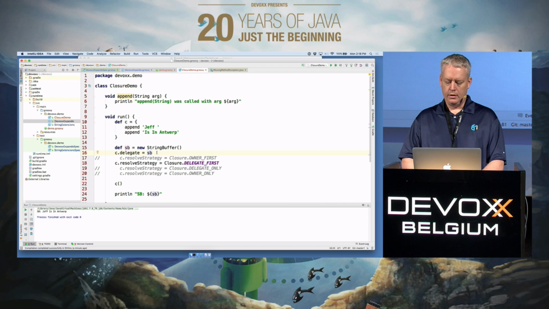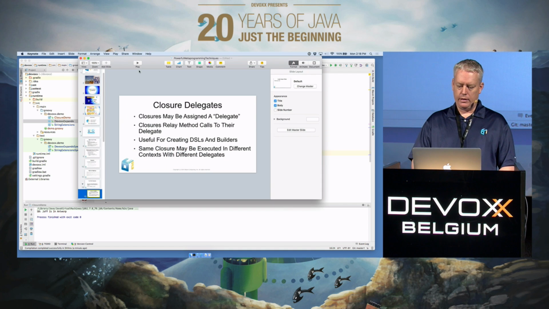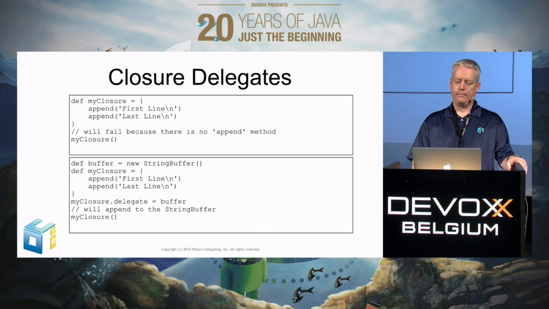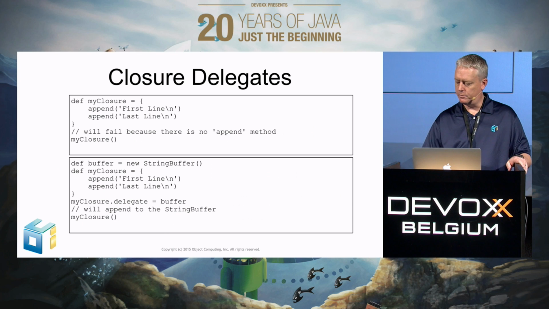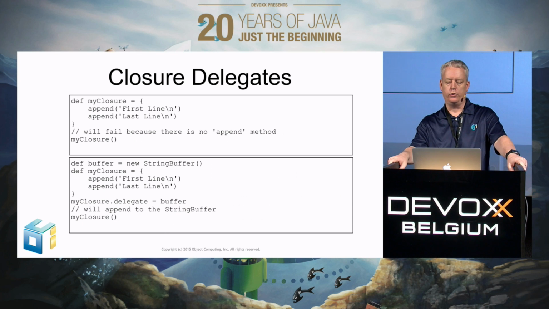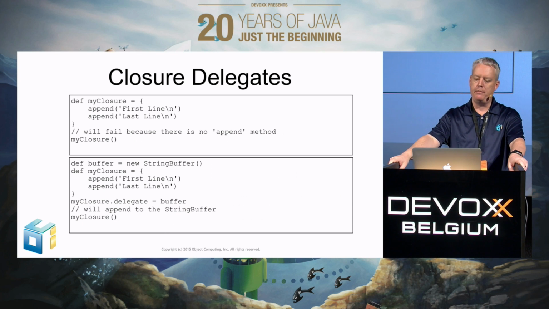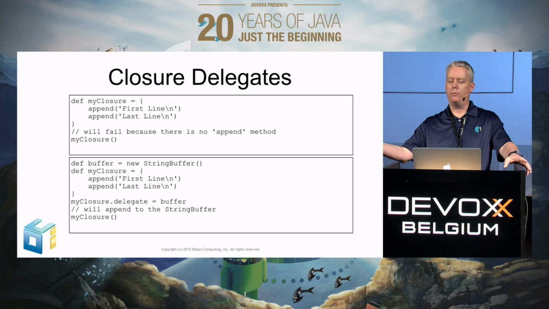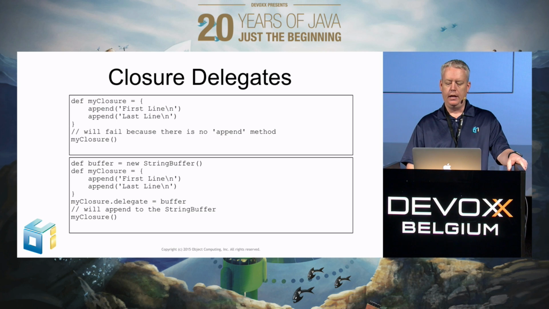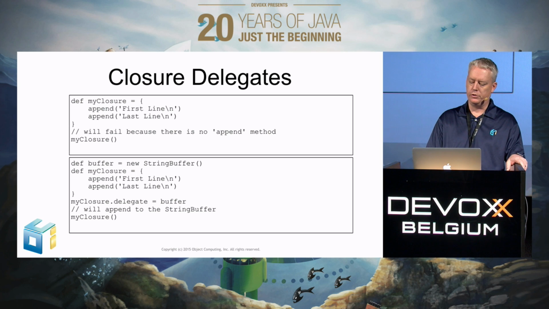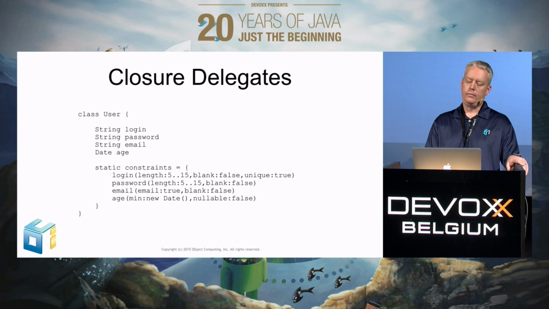Good. So let's figure out why that's useful. So this is basically what I just demonstrated. The closure at the top is invoking the append method a couple of times. There is no append method, so we'll get an exception. And the code at the bottom is assigning a string buffer to be the closure's delegate. And in that case, the string buffer gets to respond to those method calls.